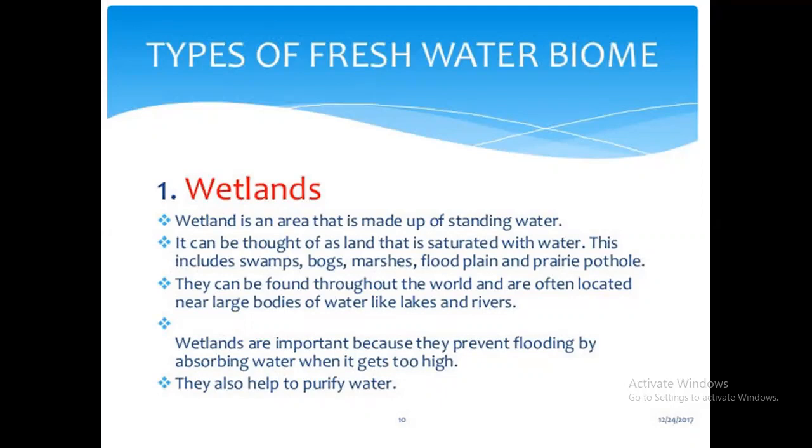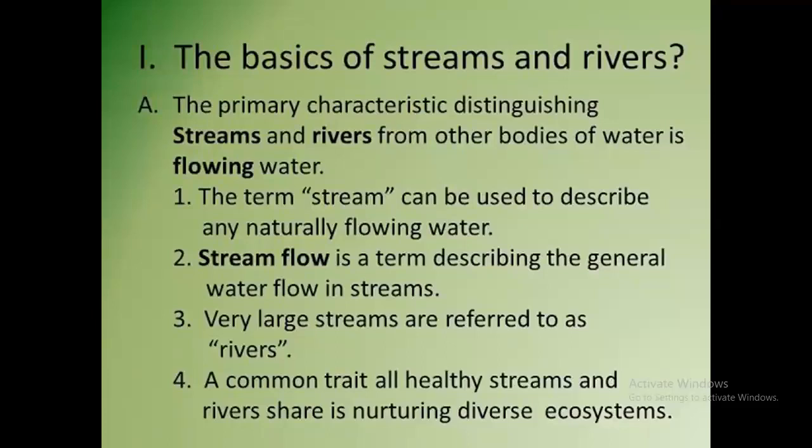The other one is streams and rivers. The primary characteristic distinguishing streams and rivers from other bodies of water is flowing water. The term stream can be used to describe any naturally flowing water. Stream flow is a term describing the general water flow in streams. Very large streams are referred to as rivers.